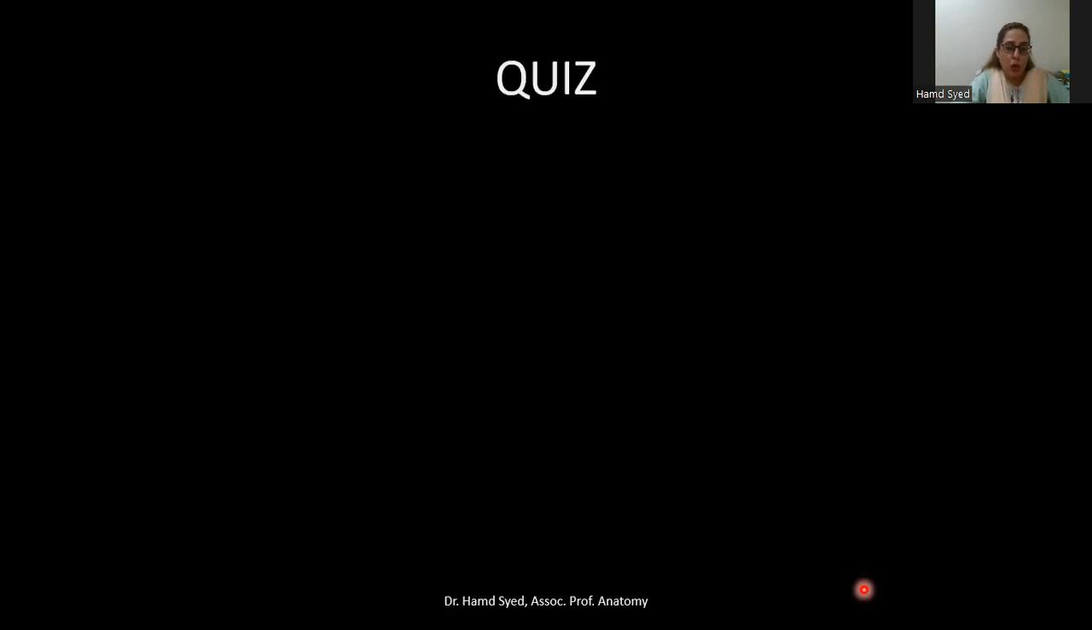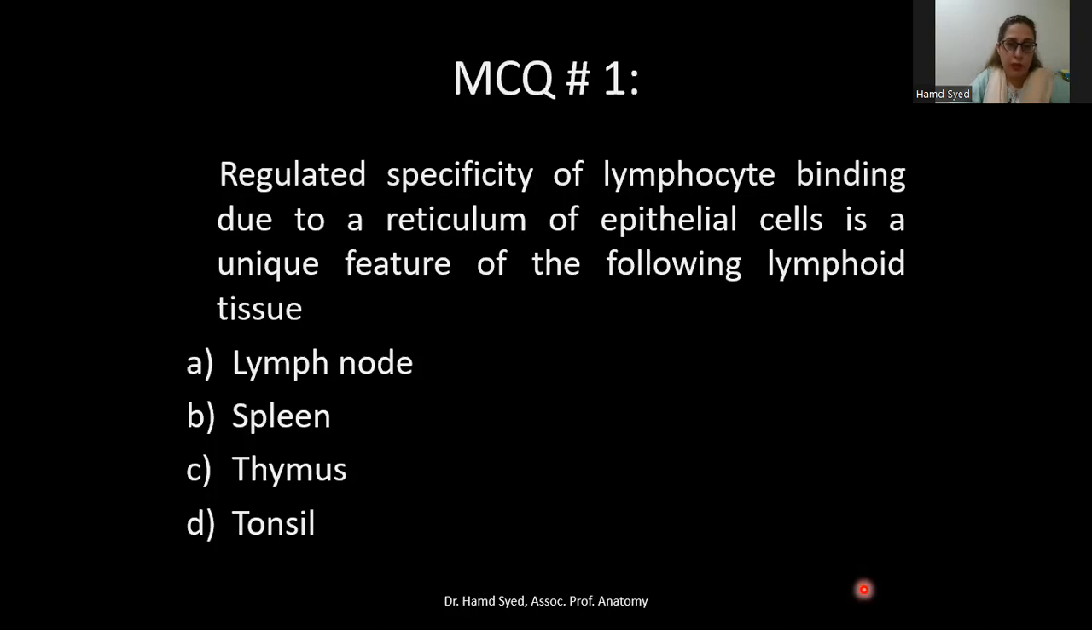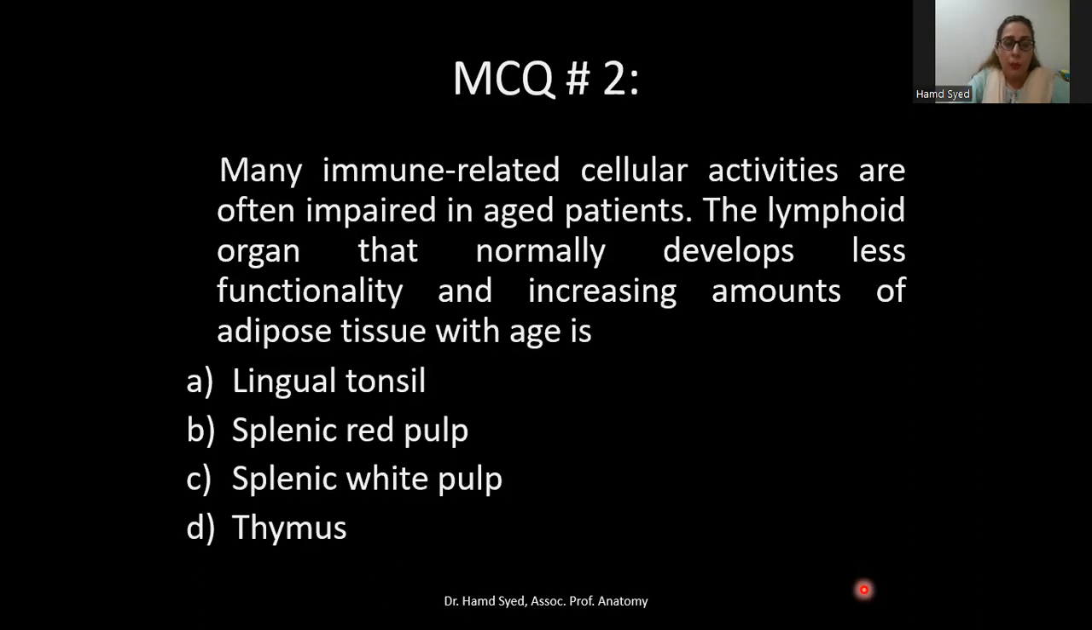So at the end of this topic, just a few MCQs I would like to share with you to retain some important points. Regulated specificity of lymphocyte binding due to a reticulum of epithelial cells is a unique feature of which tissue? We now know it is the thymus. Many immune-related cellular activities are often impaired in aged patients. The lymphoid organ which normally develops less functionality and increasing amounts of adipose tissue with age is the thymus.